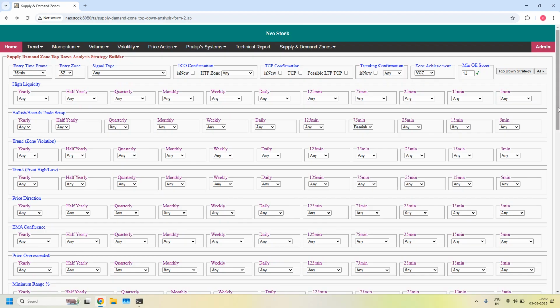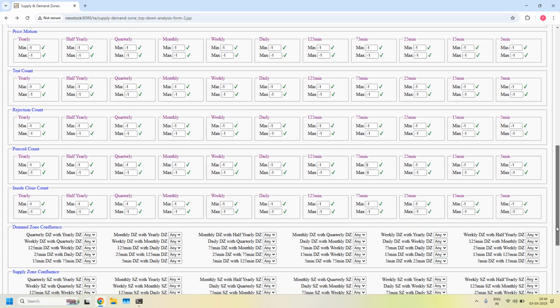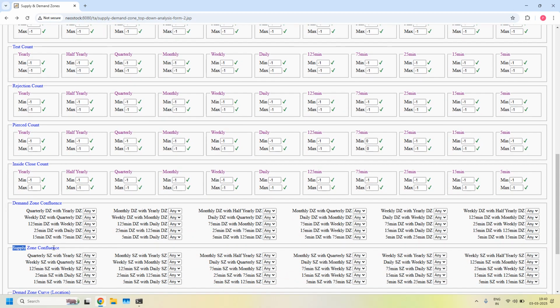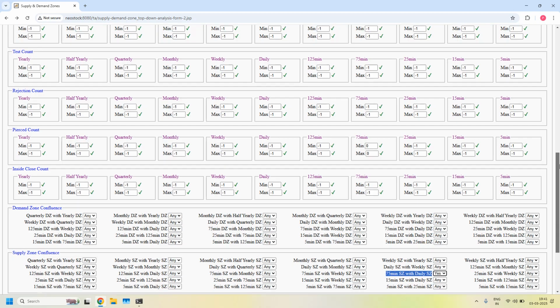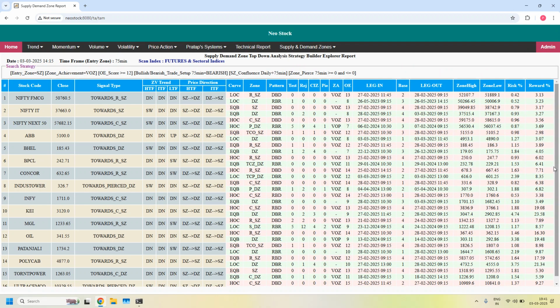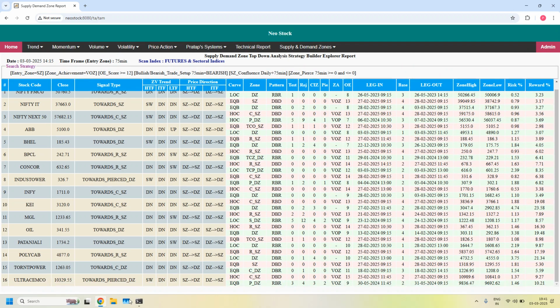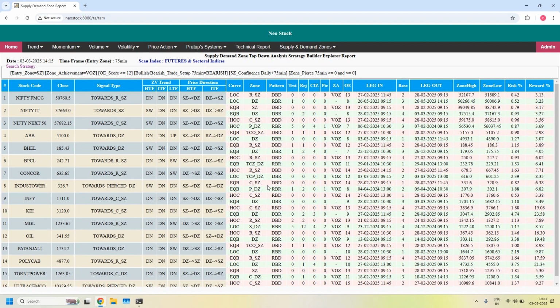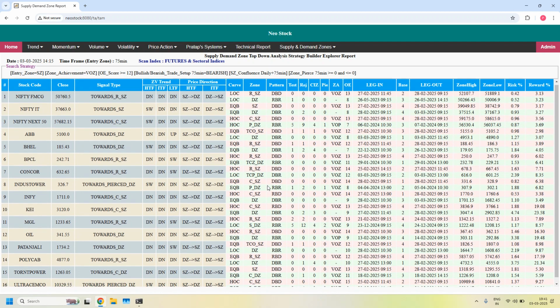This is the 75 minute supply zone. So in the supply zone confluence we have to set this one. Earlier I used demand zone confluence. So I am generating again with the zone confluence LTF and ITF supply zone confluence, that is 75 minute supply zone with daily supply zone confluence. Enable the filter. With this filter, out of 25, we got 16 stocks. All 16 stocks we got.